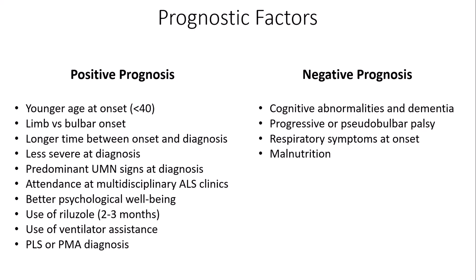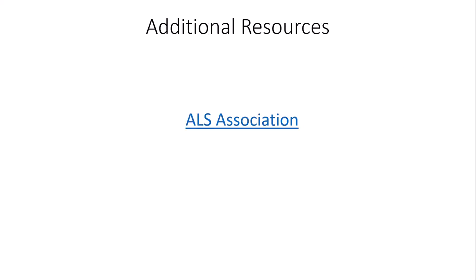The more negative prognosis is going to be having any kind of cognitive abnormality and dementia. And remember, this goes more with the familial presentation of ALS, the one that's inherited. If they have the progressive or the pseudobulbar palsy, they have respiratory symptoms at onset and any kind of malnutrition. That's why it might be important for that person to get a PEG tube before they need it, so that can help with malnutrition. Here's some additional resources.